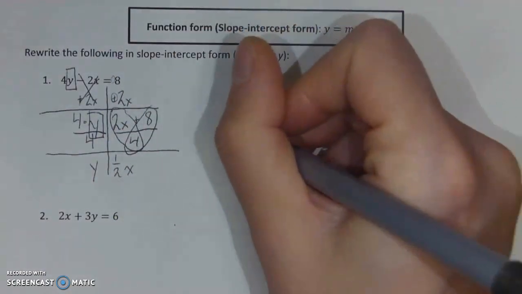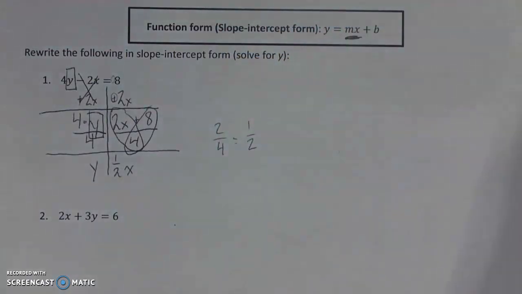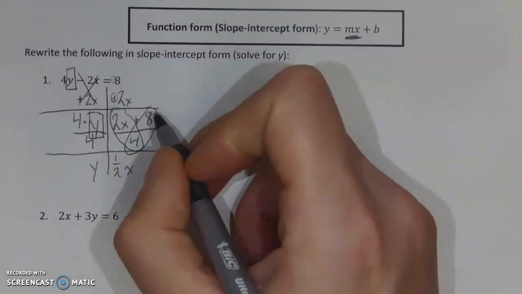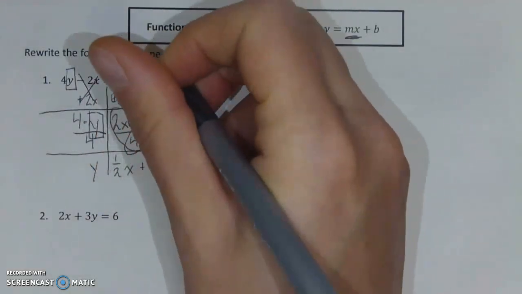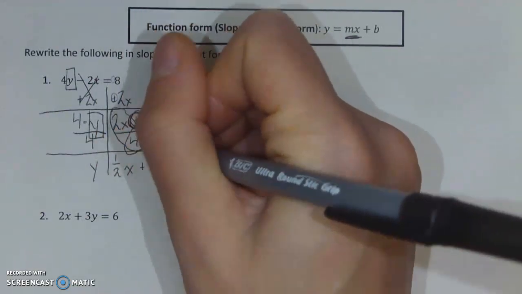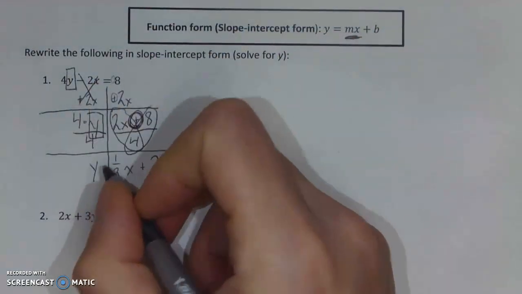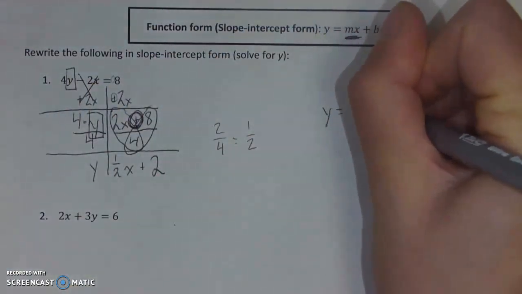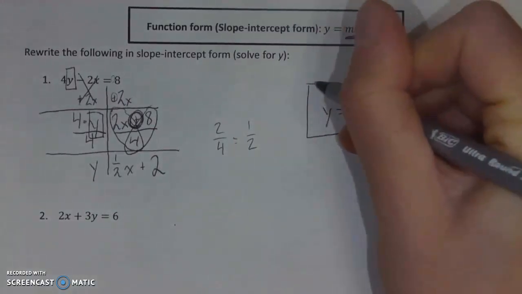Just don't forget that if you have a fraction like 2/4, you simplify that down. Maybe you do that along the side. It's up to you. Now I also have here an addition, and I know it's an addition because I can see that plus sign, and there's no negative here, of 8 divided by 4. And 8 divided by 4 is 2. So that means my final equation is y equals 1/2 x plus 2. And I have rewritten my formula.